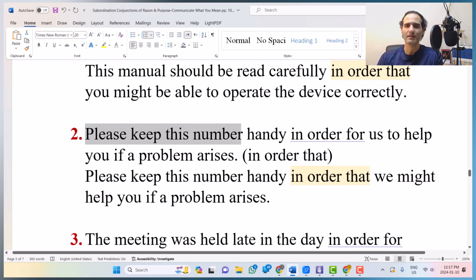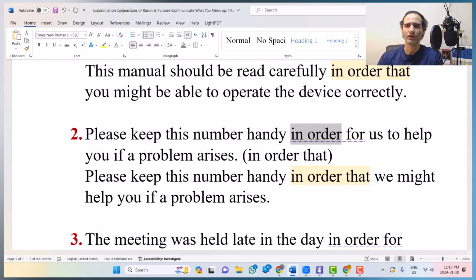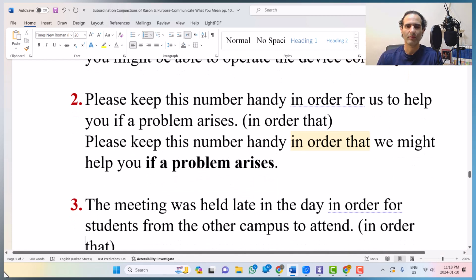Number 2. Please keep this number handy in order for us to help you if a problem arises. In order that. Please keep this number handy in order that we might help you if a problem arises. So, you know that after in order that we need formal form and also we have an independent clause, but here we have something beautiful. If a problem arises, if a problem comes up for you or happens.